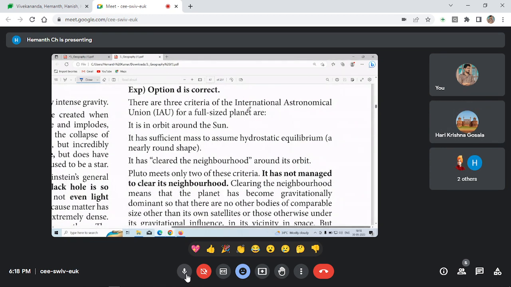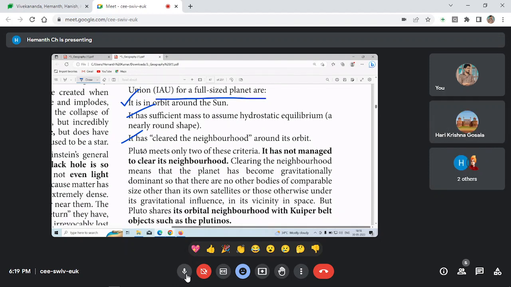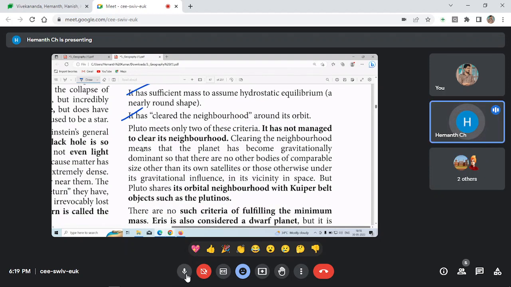There are three criteria of the International Astronomical Union for a full-sized planet. First వచ్చేసి, it is in the orbit around the sun. It has sufficient mass to assume hydrostatic equilibrium, nearly round shape. అది రెండవది. It has cleared the neighborhood around its orbit. అది థర్డ్ పాయింట్. Okay. Pluto meets only two criteria. It has not managed to clear its neighborhood.